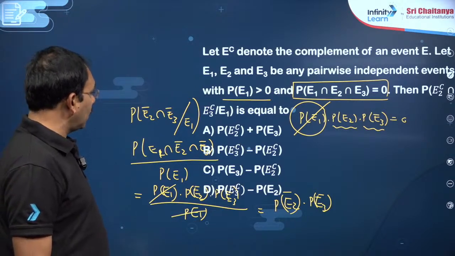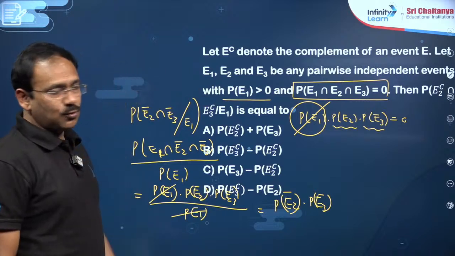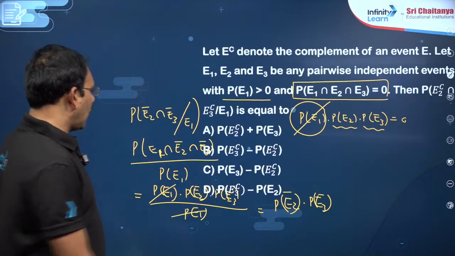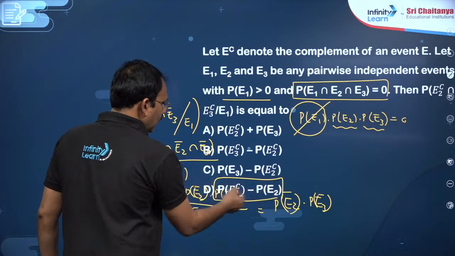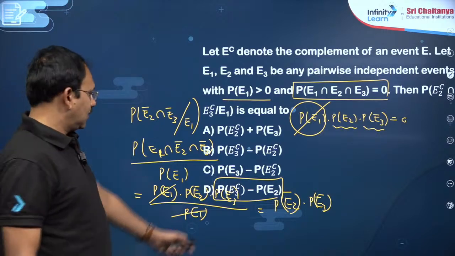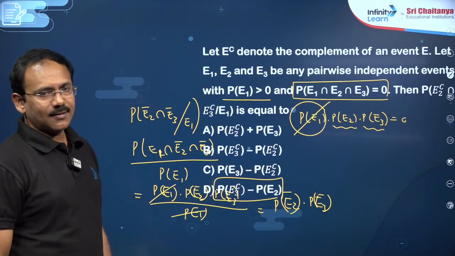Accordingly, you have to pick up, because one of these will be 1 and you will get P of E2. P of E2 bar means 1 minus P of E2. 1 minus P of E2 is possible. That is the possibility, because if this is 1, that could be P of E3 bar, right?